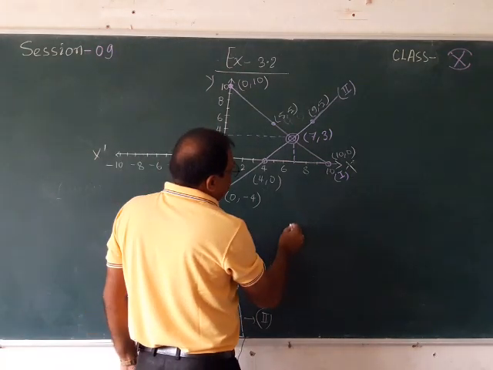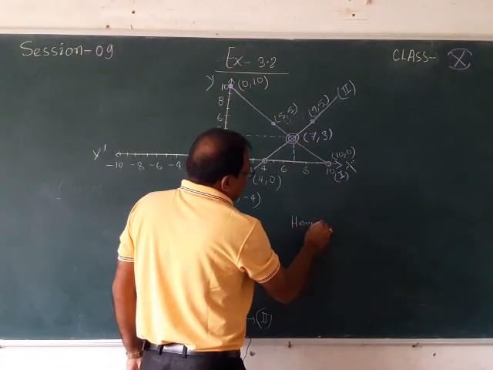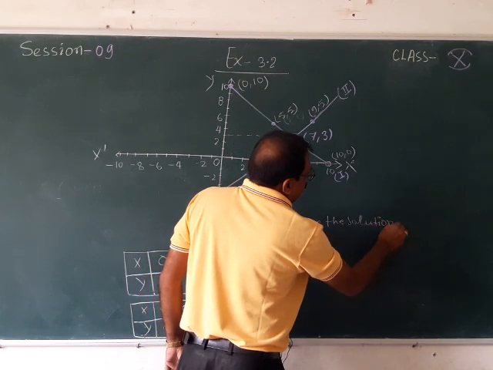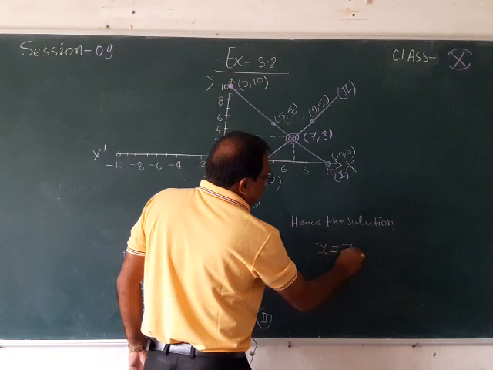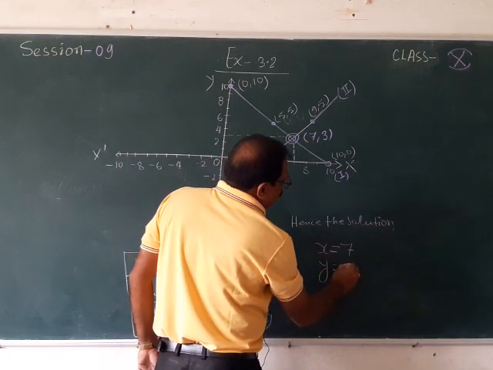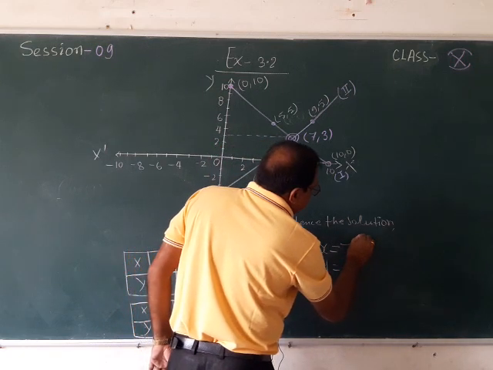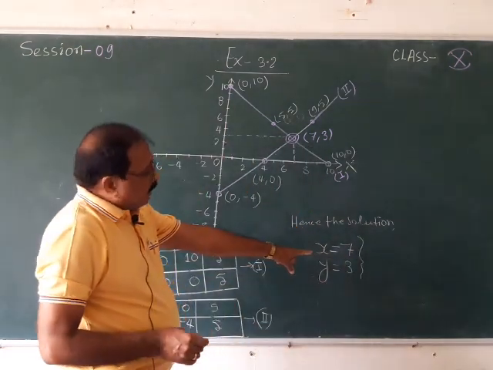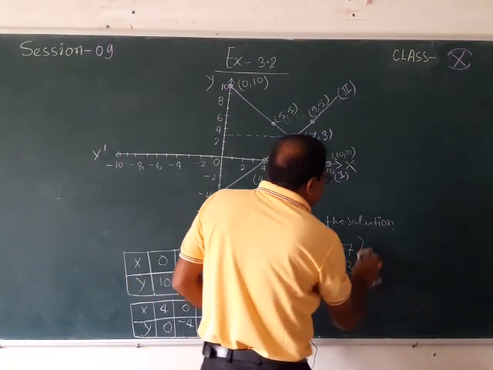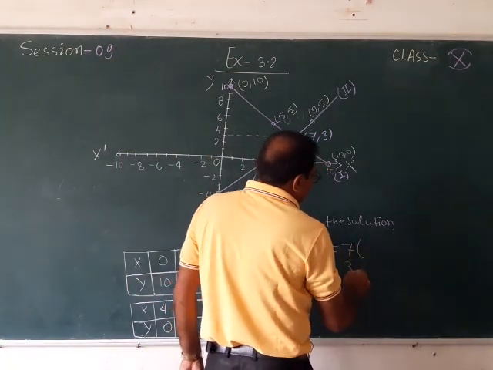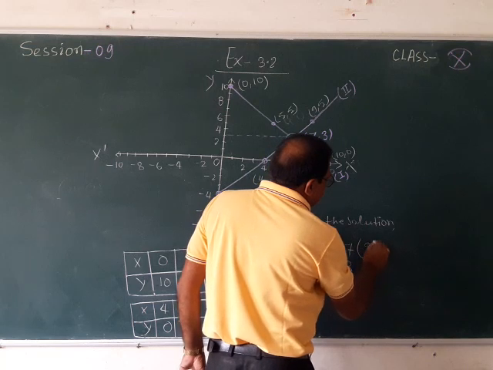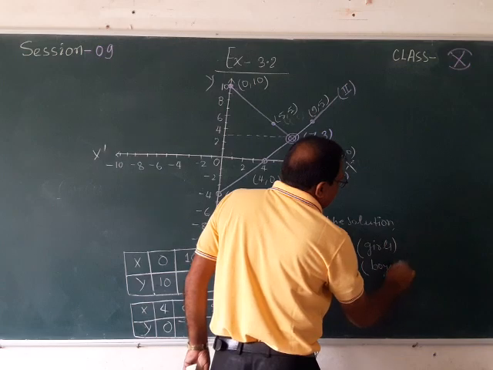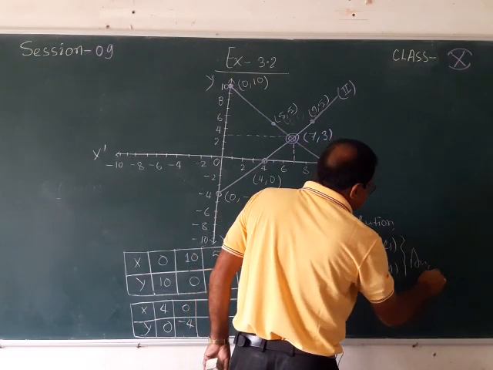Therefore, hence the solution is obtained, that is the value of x is 7 and y equals 3. That means it is clear that the number of boys is 7. You can write here, note x was the number of girls. So this is the number of girls, and this is the number of boys. So you can write here boys and write your final answer.